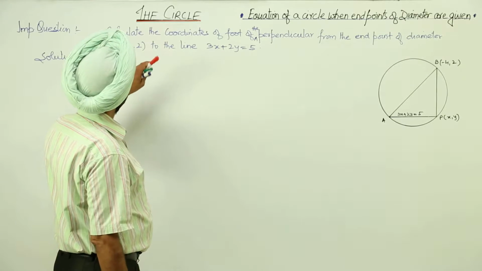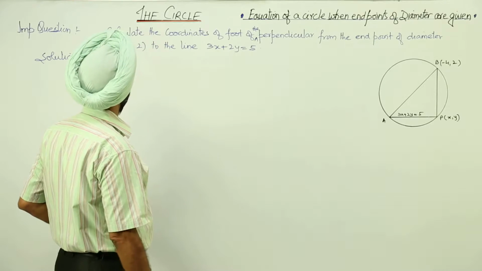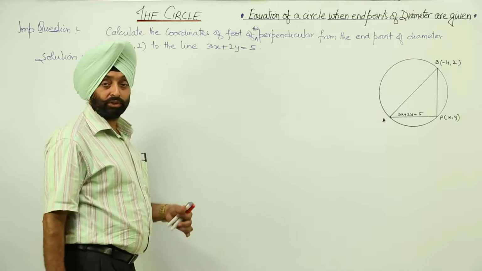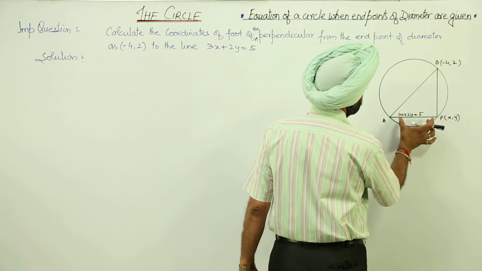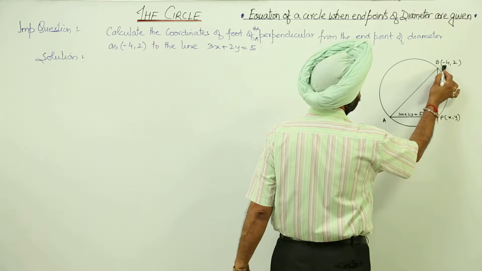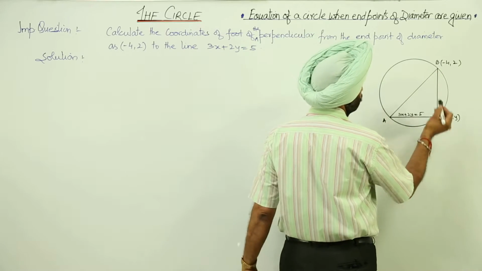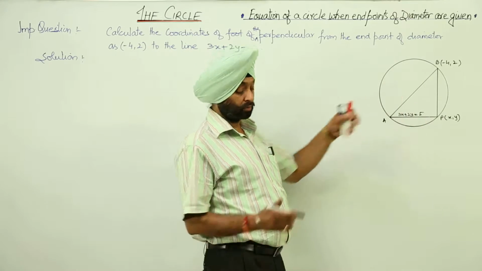The question is: calculate the coordinates of the foot of the perpendicular from the endpoint of a diameter B (-4, 2) to the line 3x + 2y = 5. Now, I have just drawn a figure. The equation of this line is 3x + 2y = 5. The endpoint of a diameter, capital B with (-4, 2), is given, and P is any point on the circle, and it is the foot of a perpendicular.